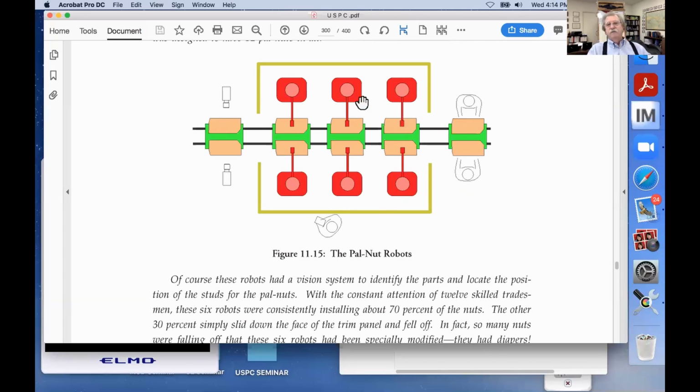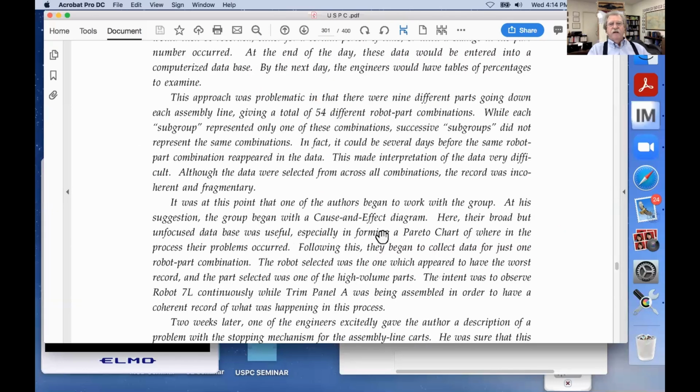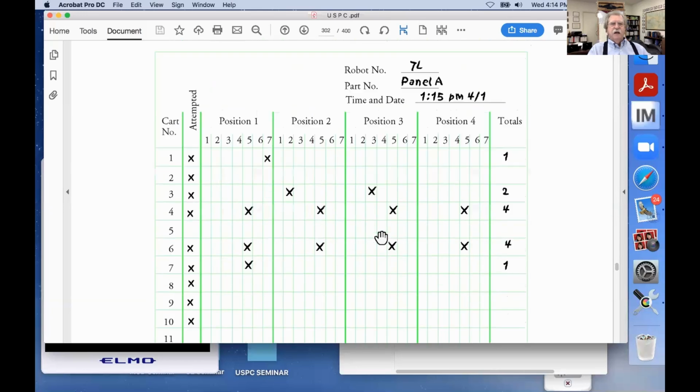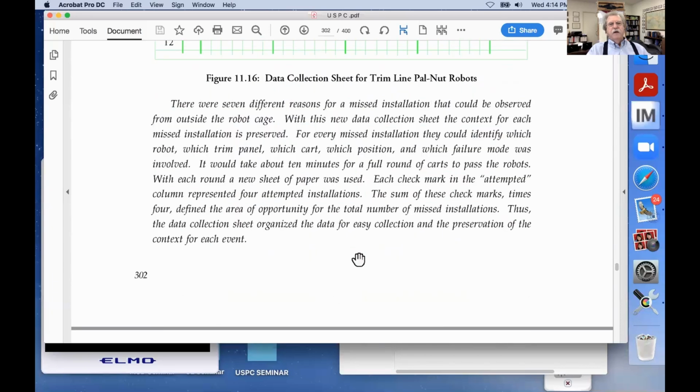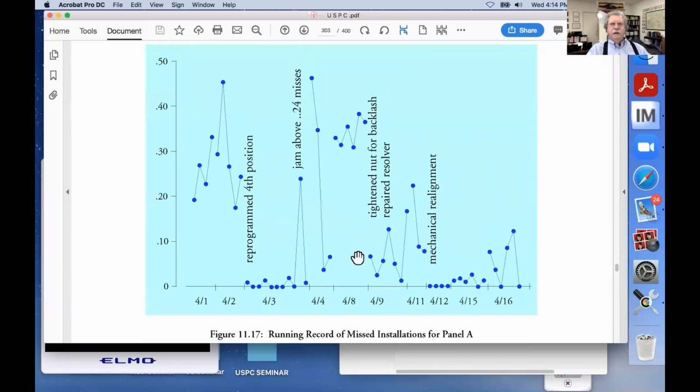Well, the tradesmen, the skilled workers, were looking over the shoulder of the data clerk and were fixing the problems that they could see on the data sheet. And while they were collecting this data, in 2 weeks' time, they went from 70% installed to 94% installed, because it was a matter of maintenance. They hadn't figured out how to maintain the robots yet.